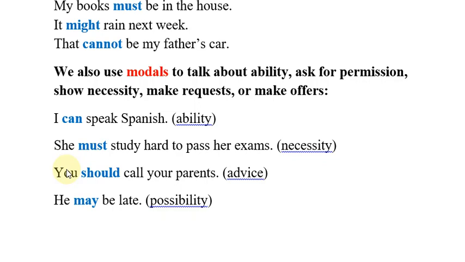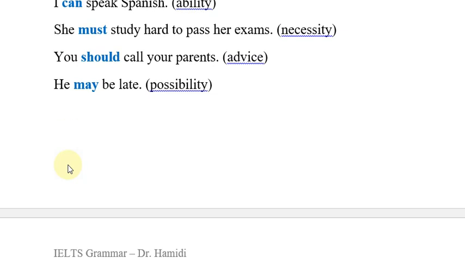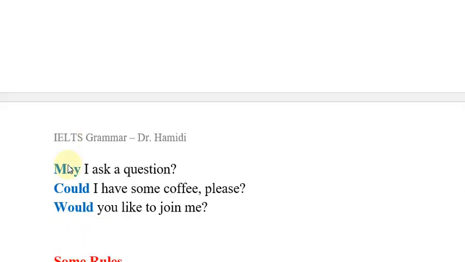He may be late. Again, that is the possibility. There is a kind of possibility that he might not be on time. He might be late. Good. That was a general overview of the modal verbs.